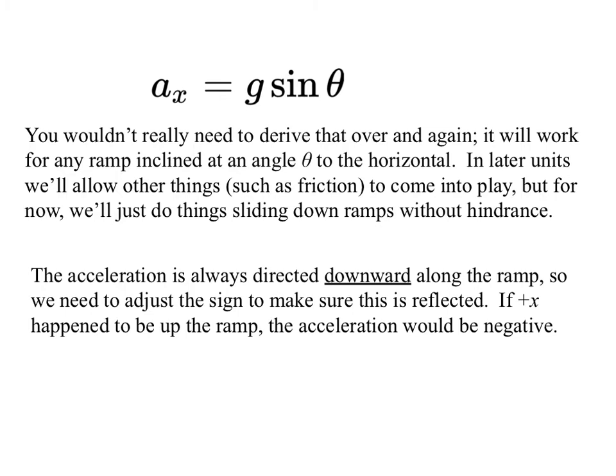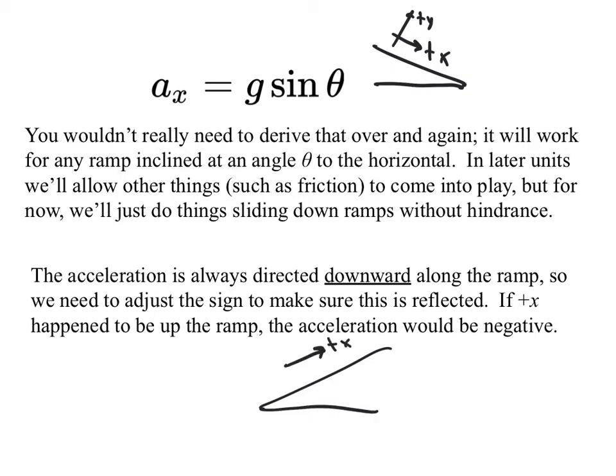In later units, we're going to allow other things such as friction to come into play, but for now we'll let things slide down the ramp without hindrance. Note this acceleration is always directed downward along the ramp, so we'll need to adjust the sign to make sure this is reflected. In the case we had drawn, it was convenient to have x be down the ramp and y be perpendicular. But you can easily imagine a ramp that looks like this, and then somebody might well pick x to be up the ramp and y to be perpendicular, to keep x and y in their usual orientation.